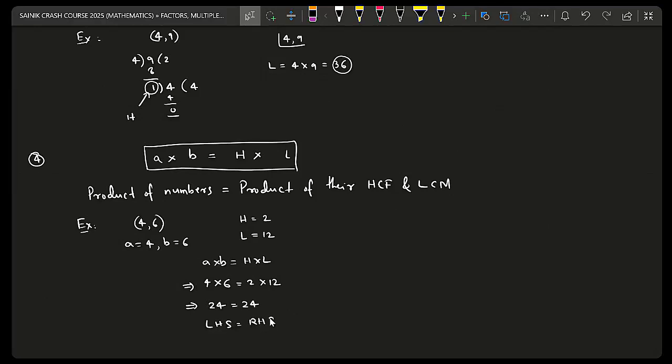What is LHS and RHS? Left hand side is 24. Right hand side is also 24. Yes, this is verified. Not only for 4 and 6, you take any two numbers, find their HCF, find their LCM. Product of the numbers is always equal to product of their HCF and LCM. Now students, any doubts in these four properties, you can raise a hand and ask. After that we are going to discuss the problems.